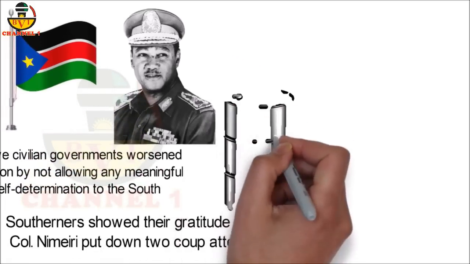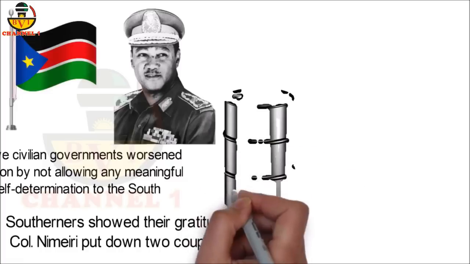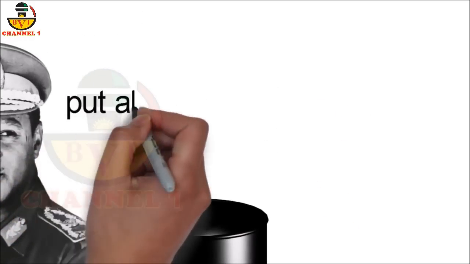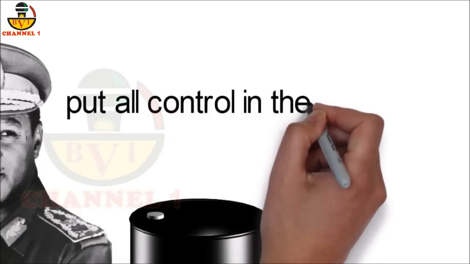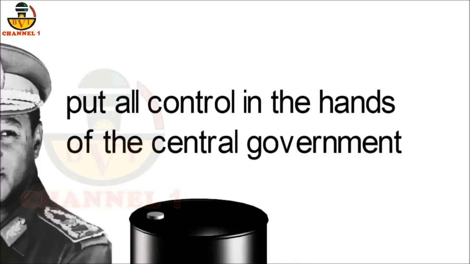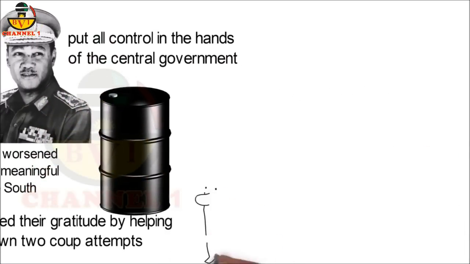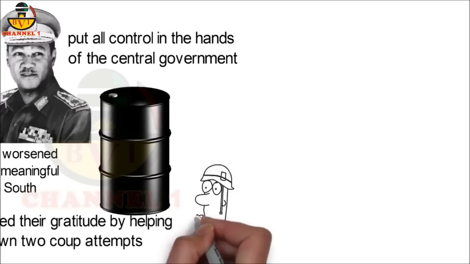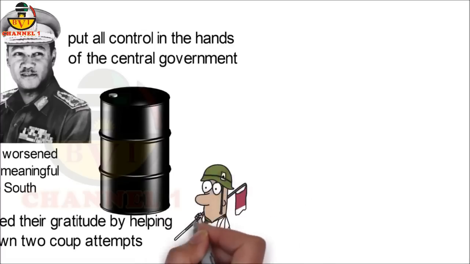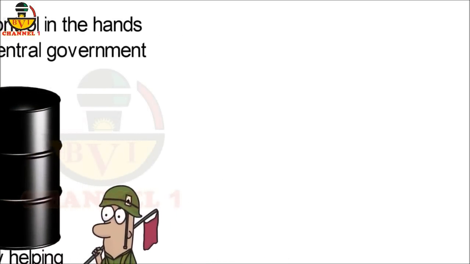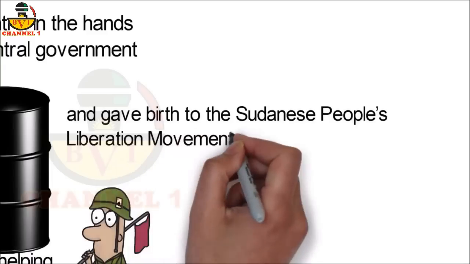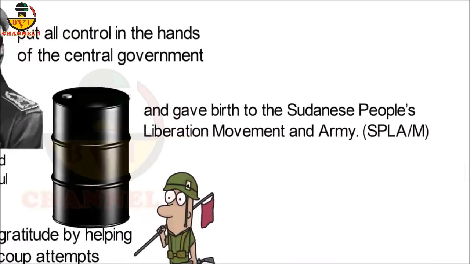The final blow to the South's agitations for autonomy came when oil was discovered in the South. In 1983, Nimeiri abolished the separate southern region and put all control in the hands of the central government. He also made Arabic the official language there as well. These hostile and insensitive decisions against the South triggered the Second Civil War and gave birth to the Sudanese People's Liberation Movement and Army, SPLM-A.